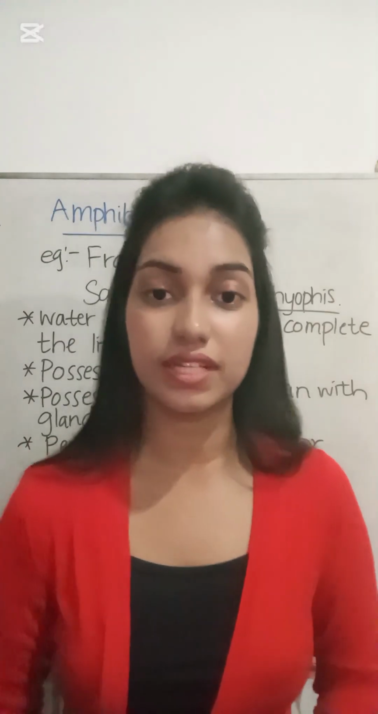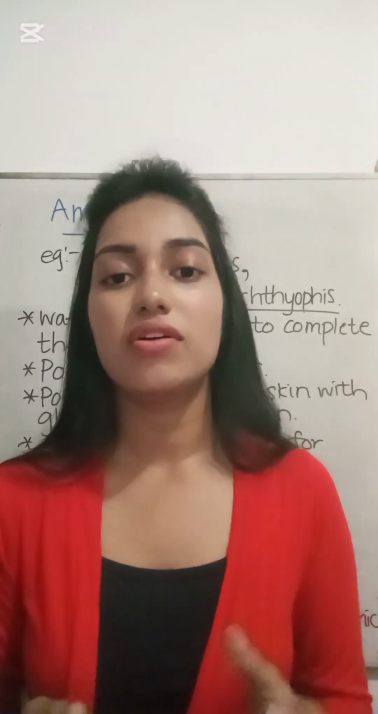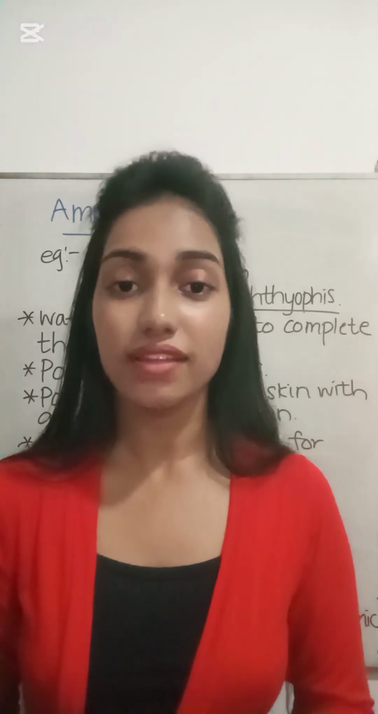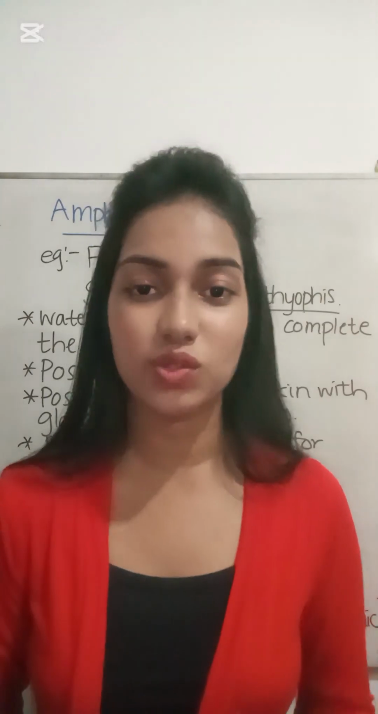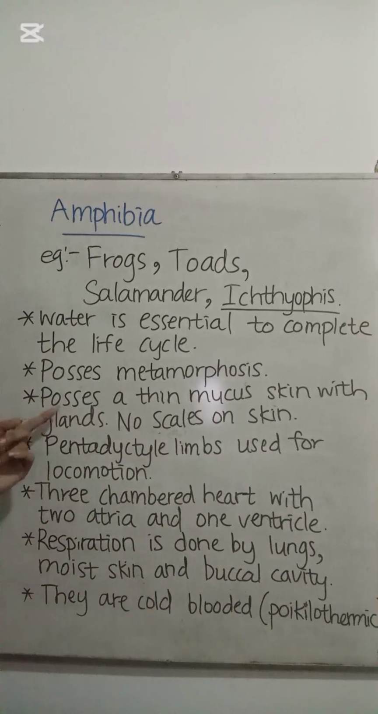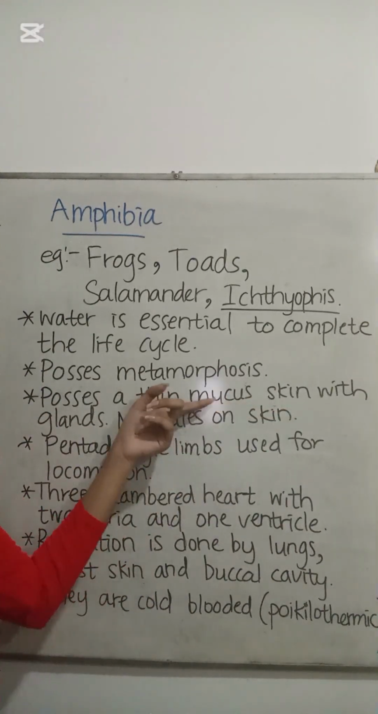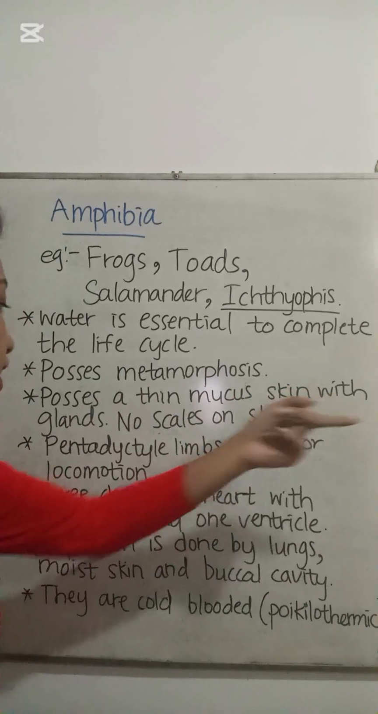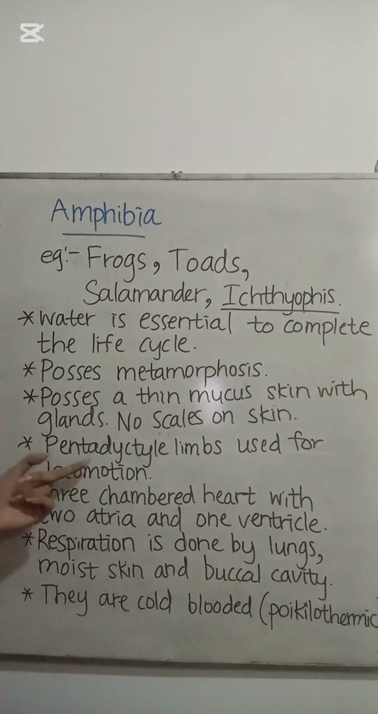For example, take a frog. Before becoming an adult frog, it is a tadpole. Think about a tadpole and a frog. Their features and their appearance are totally different, right? So that is known as metamorphosis. Then they possess a thin mucous skin. Their skin is moist with mucus and glands, and there are no scales on the skin.